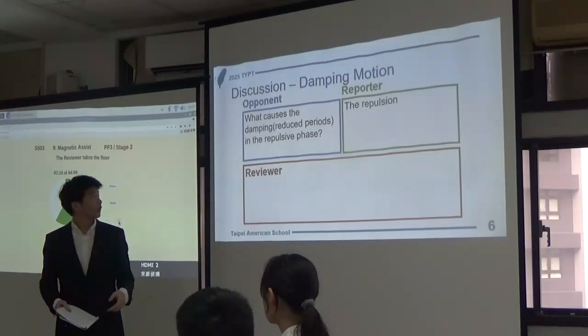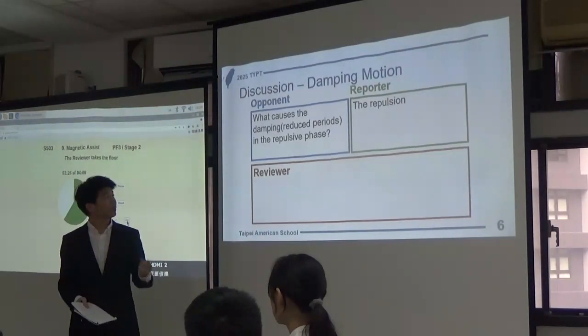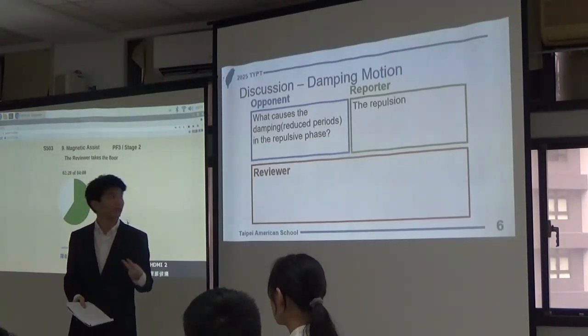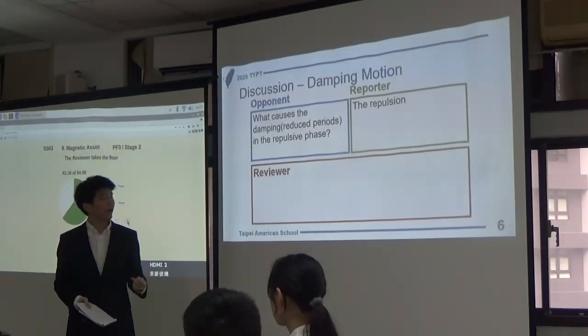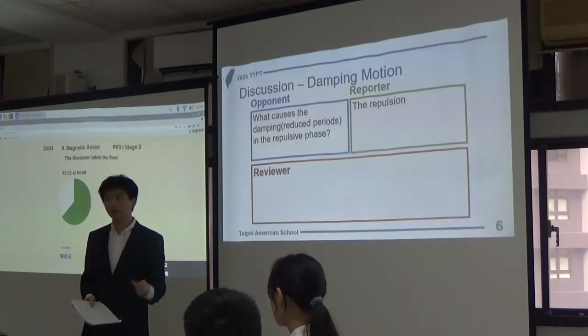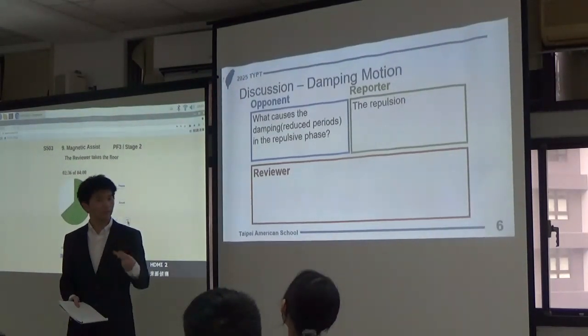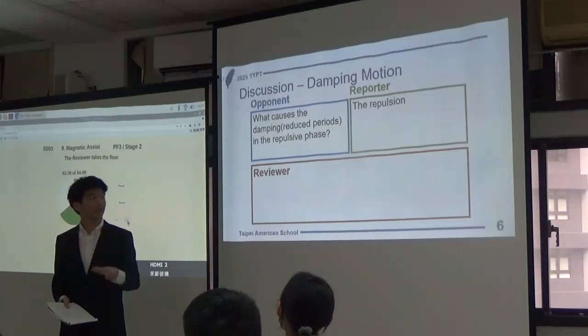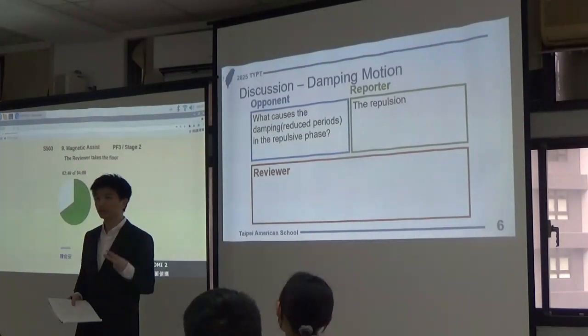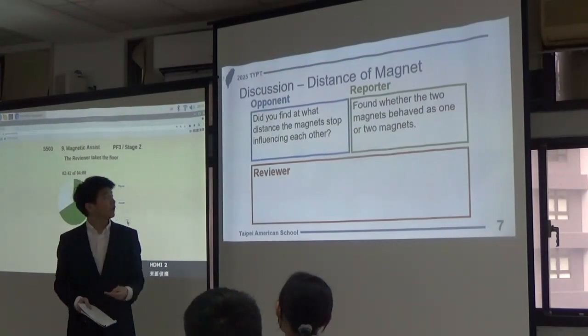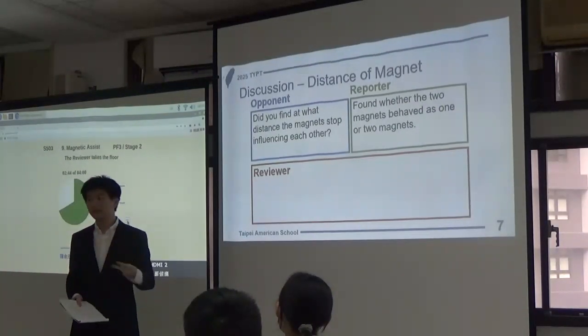Next slide. So for the first discussion point, the opponent pointed out that there was a damping motion in one of the graphs. The opponent asked what the repulsive force was, while the reporter had some explanation of the repulsion. I later asked to clarify, and they both said that it was due to the air resistance, which we agree with.